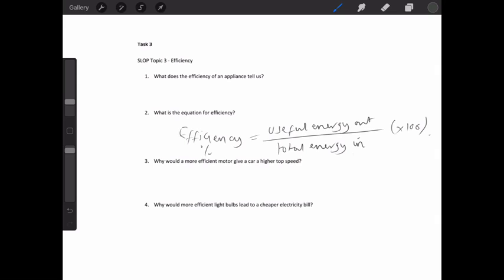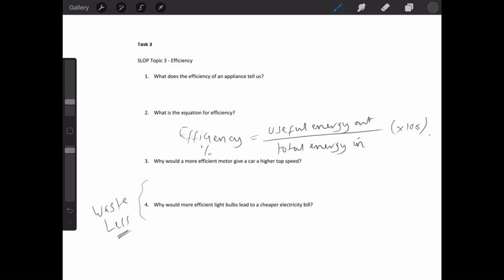Okay. When we get to questions 3 and 4, the key idea about both of these questions is if something is more efficient, it wastes less energy. So in question 3, cars can go fast to get higher top speeds with the same amount of fuel if they waste less energy heating up the engine instead of moving the engine, the kinetic energy.